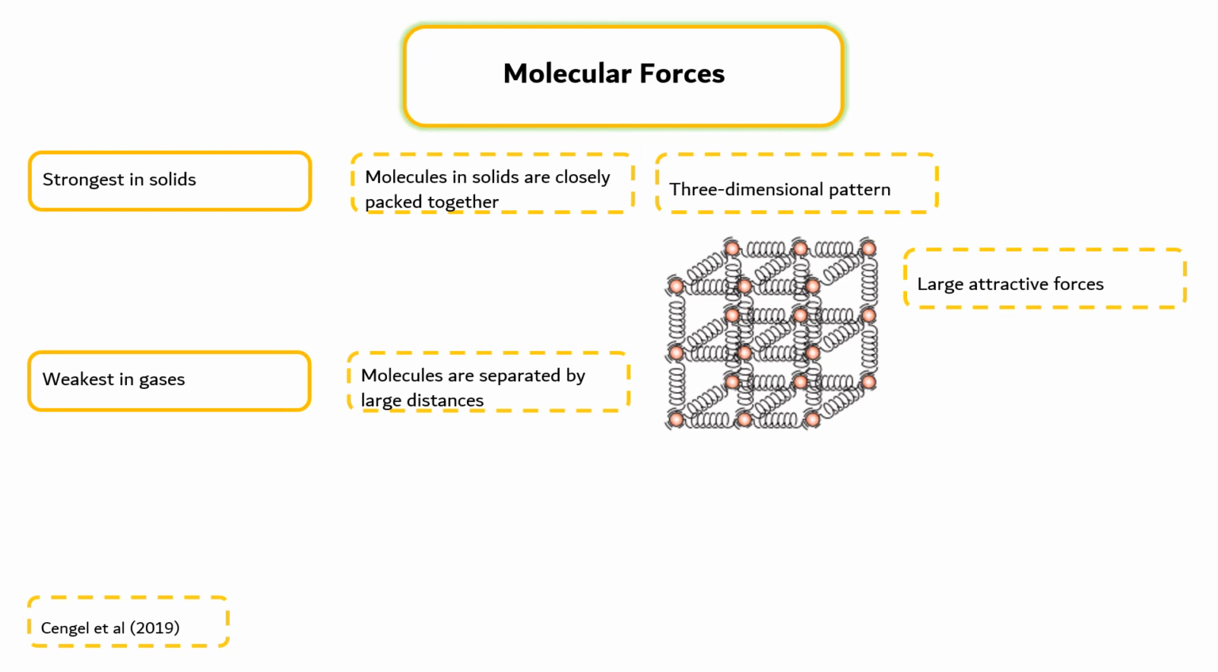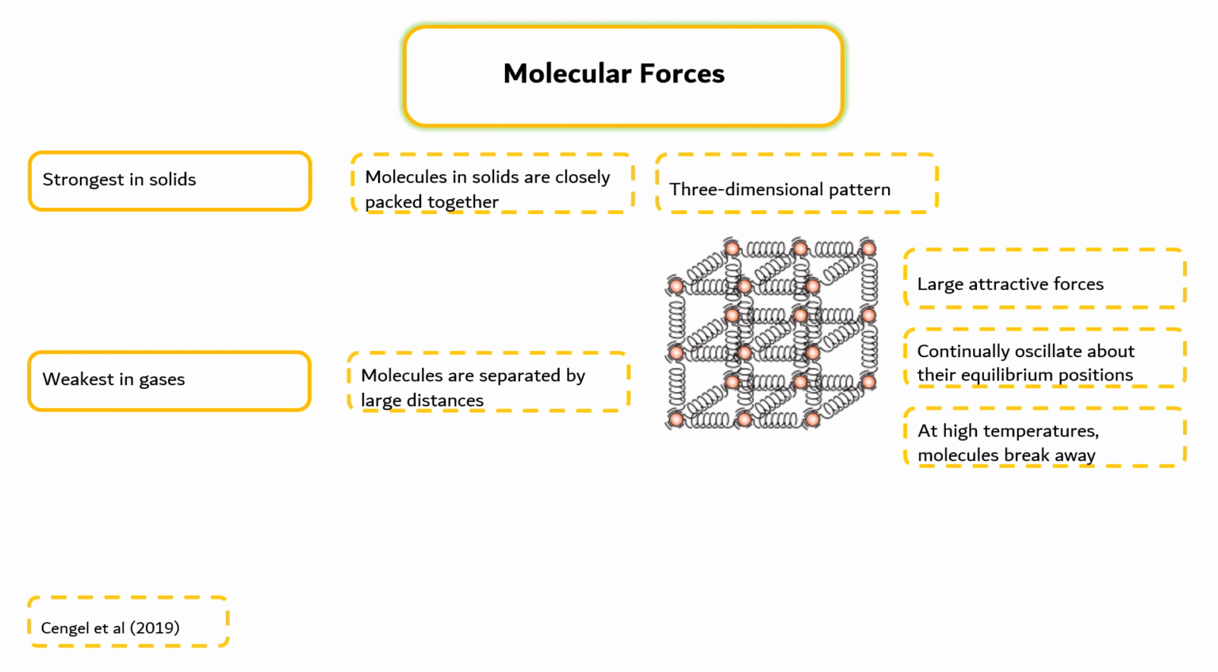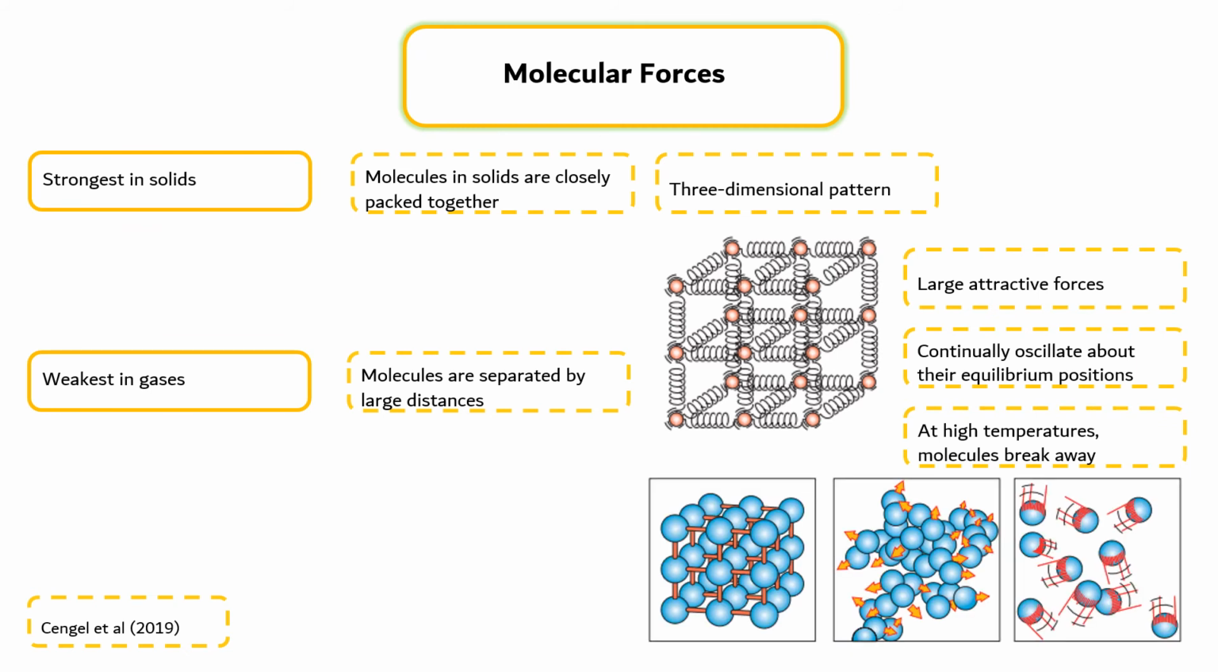Even though the molecules in a solid cannot move relative to each other, they continually oscillate about their equilibrium positions. The velocity of the molecules during these oscillations depends on the temperature. At sufficiently high temperatures, the velocity of the molecules may reach a point where the intermolecular forces are partially overcome and groups of molecules break away, as shown in the bottom figure. This is the beginning of the melting process.